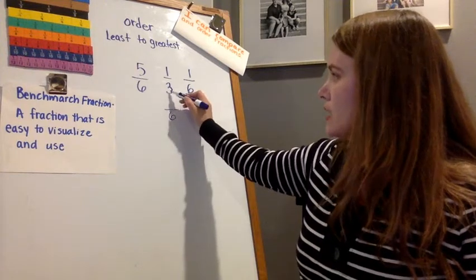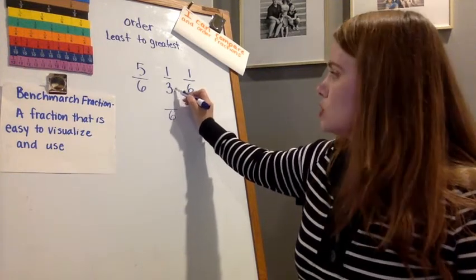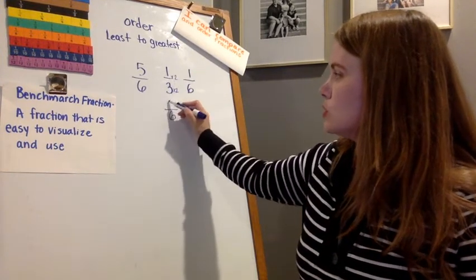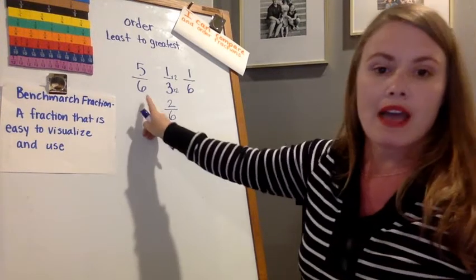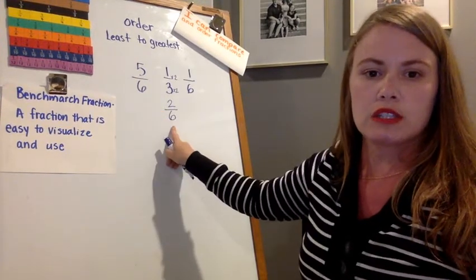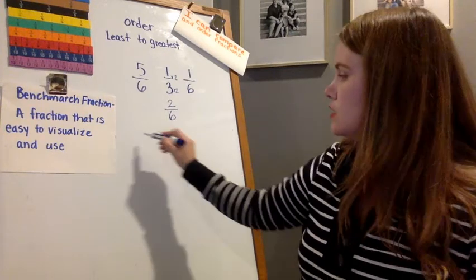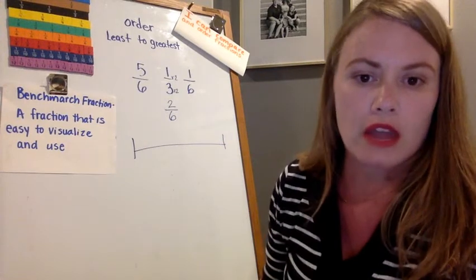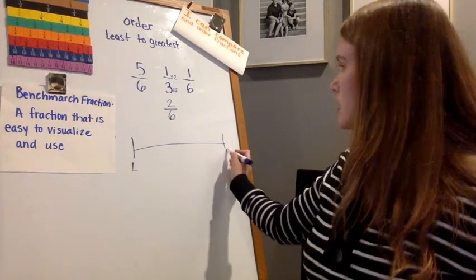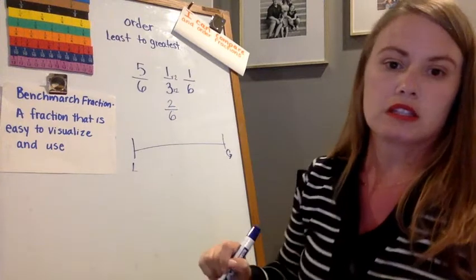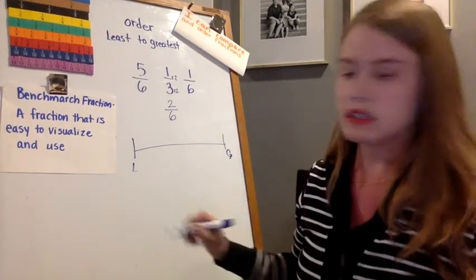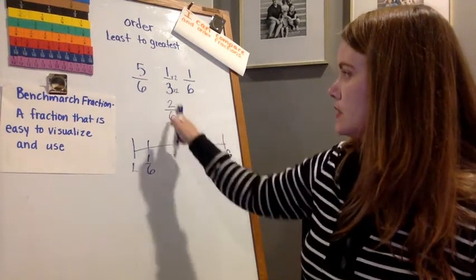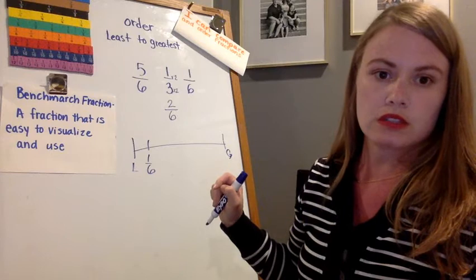How do I get 3 to 6? I take this times 2, which means I take my numerator times 2. 1 times 2 is 2. So now I have 5/6, 2/6, and 1/6. So I can put these in order. And I look at my smallest one. Is 5/6, 2/6, or 1/6 the least? And I know that 1/6 would be my smallest. Then 5/6 or 2/6, well, I know that 2/6 is smaller than 5/6.